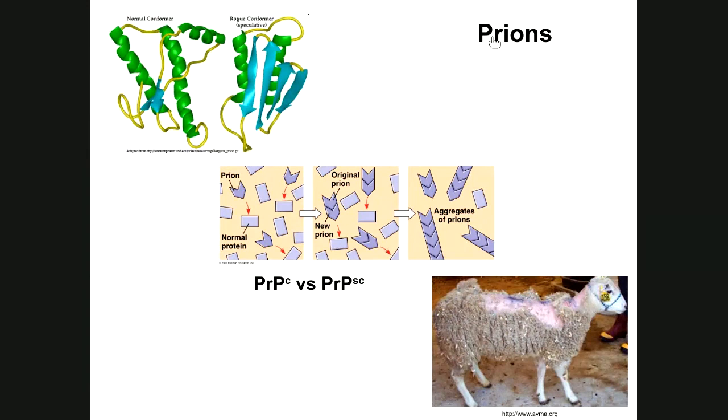So as of right now, the smallest infectious agent is a misfolded protein called the prion protein, or PrPSc.